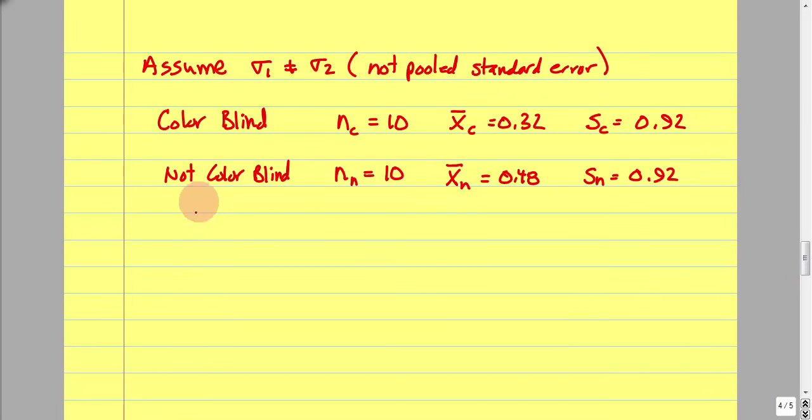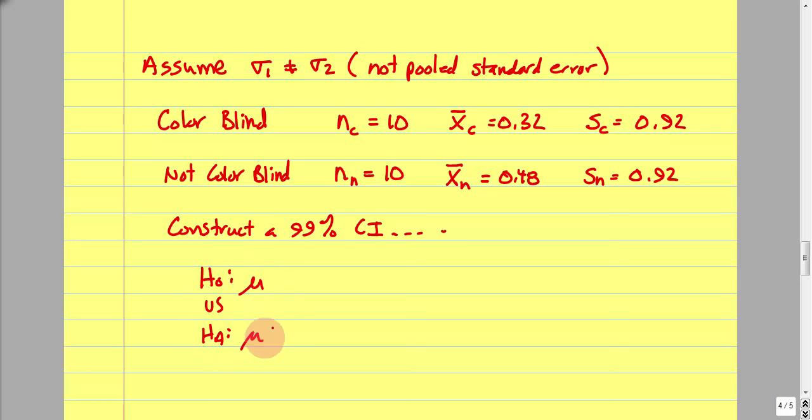Well, what we want to do here is find a 99% confidence interval. And I want to use this 99% confidence interval to determine if there's a difference between brain volumes for colorblind and not colorblind people. So basically the null and the alternative hypothesis that we're going after here, again, mu, I'm going to do colorblind minus not colorblind equals 0. Colorblind minus not colorblind does not equal 0. Confidence interval is related to a two-tailed test.